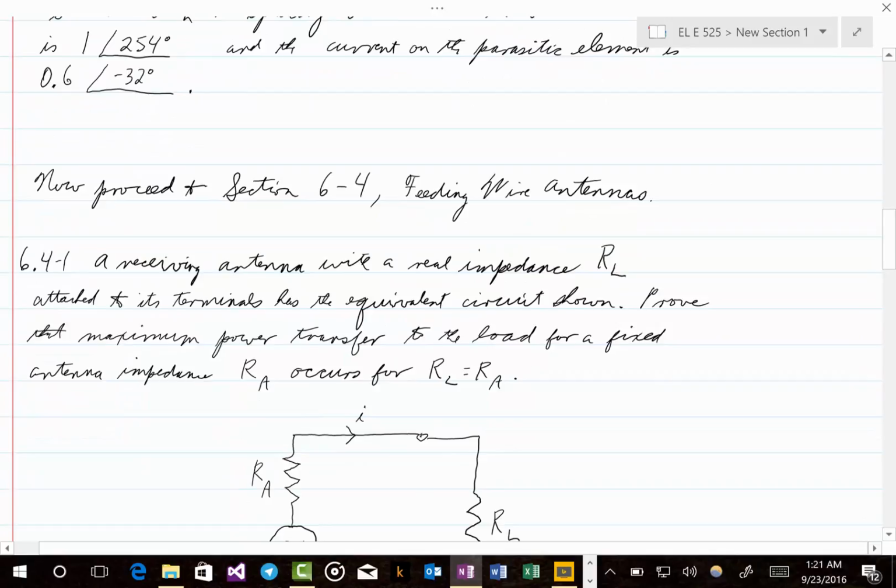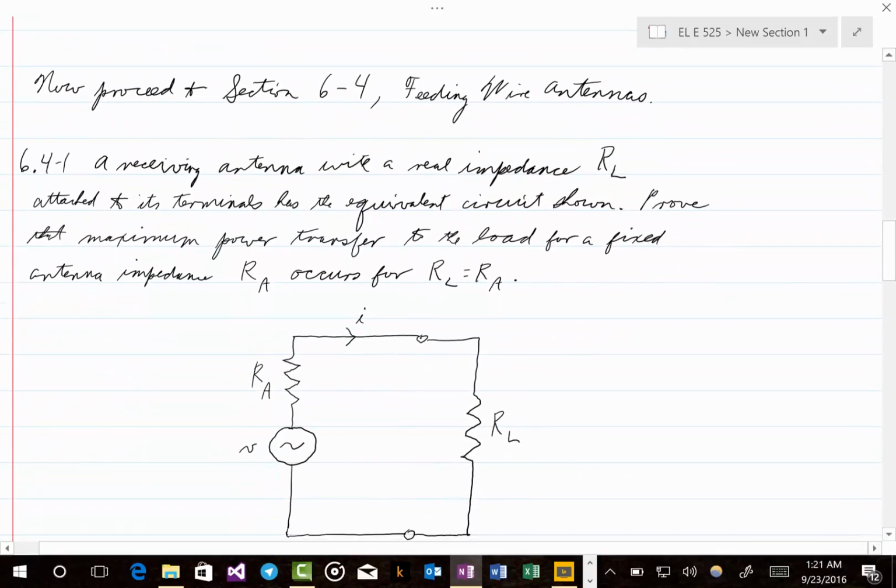So now we go to section 6.4, which is on the feeding of wire antennas. And we have just a couple of relatively easy problems on this to get the idea of the material covered in this section. So it says in the first problem that we're going to consider, which is 6.4-1, a receiving antenna with a real impedance R sub L attached to its terminals has the equivalent circuit shown.